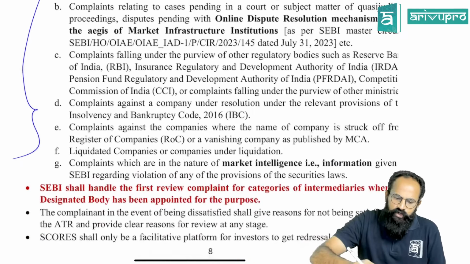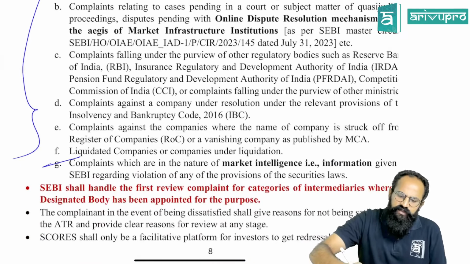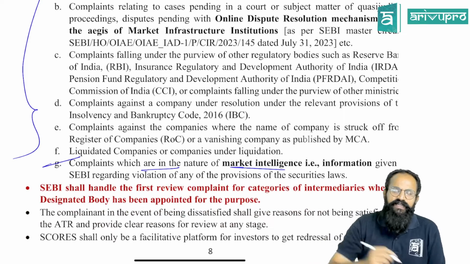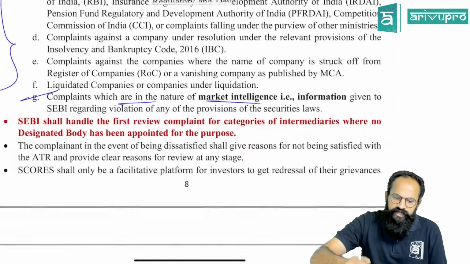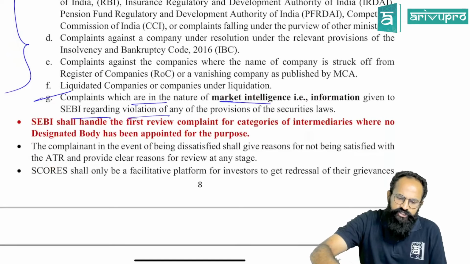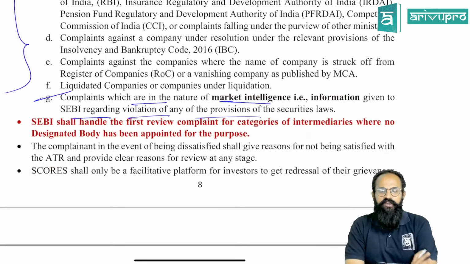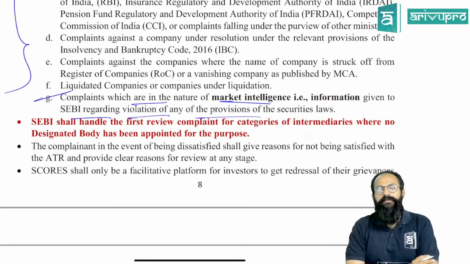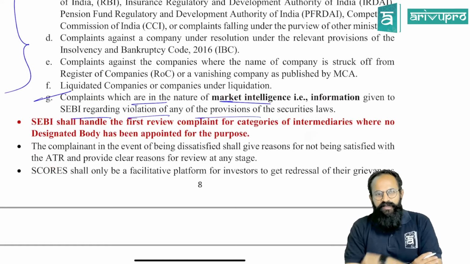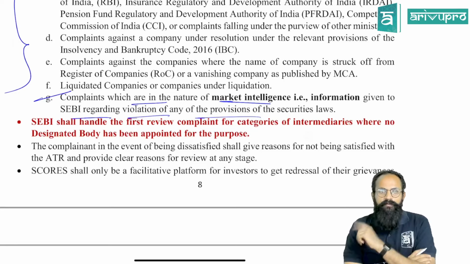They have added something here. What is that? Complaints which are in the nature of market intelligence. That is information given to SEBI regarding violation of any of the provisions of the securities laws. If you remember, we had something called an informant reward. Imagine they're telling you the following complaints cannot come here.